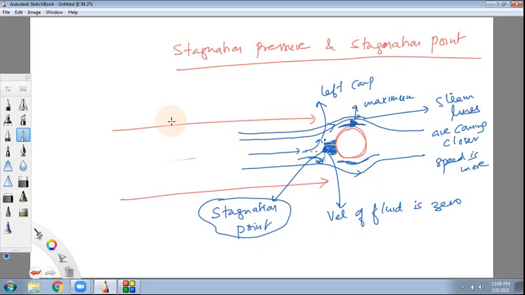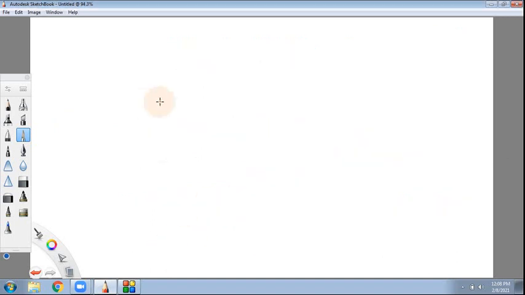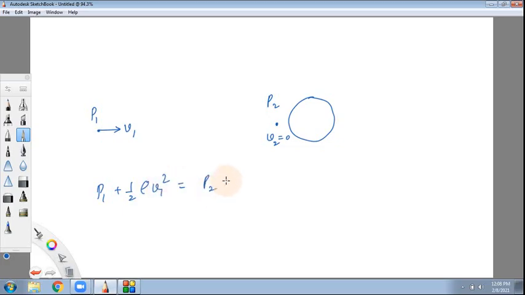Now let us look at the pressure at the stagnation point. So this is my cylinder. Suppose the fluid here was coming with a velocity v1, pressure there was p1, and when it comes to the stagnation point, the speed is 0, and let us say pressure there is p2. This is all at the same horizontal level. So if I apply Bernoulli, p1 plus half rho v1 square is p2 plus half rho v2 square, which is 0, because at the stagnation point there is no fluid velocity.